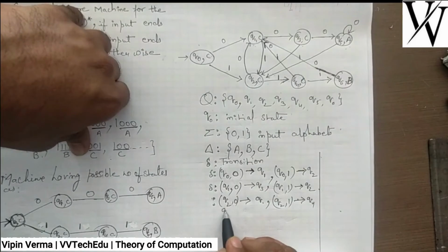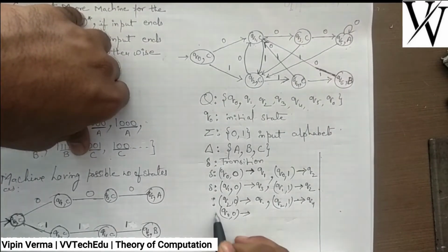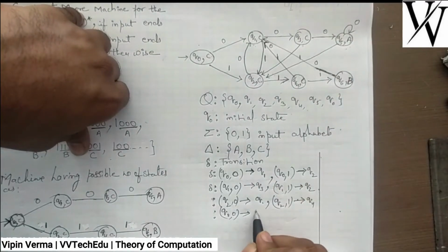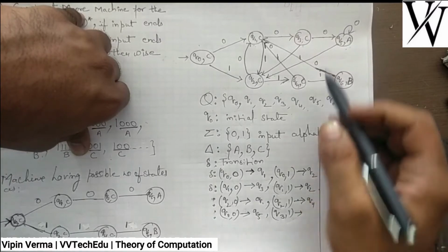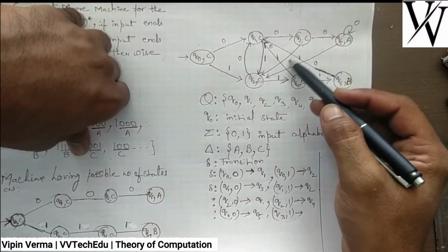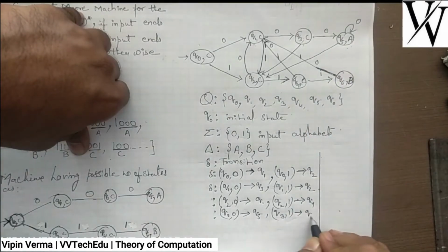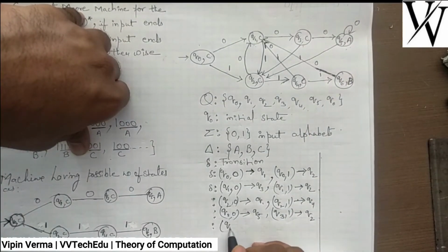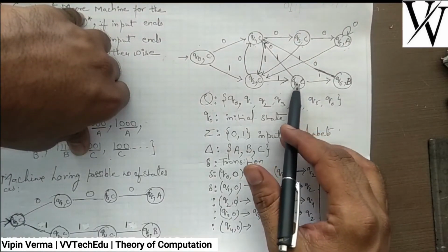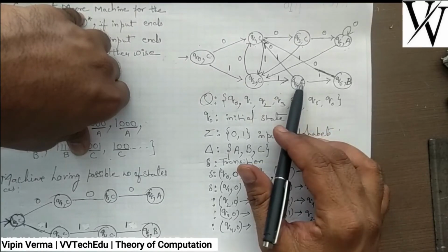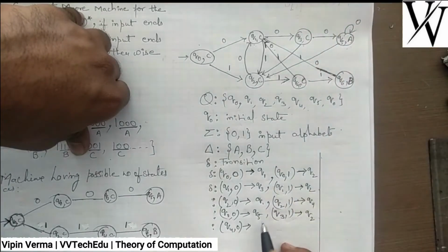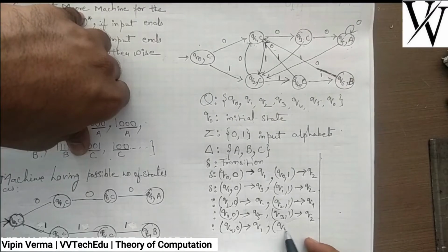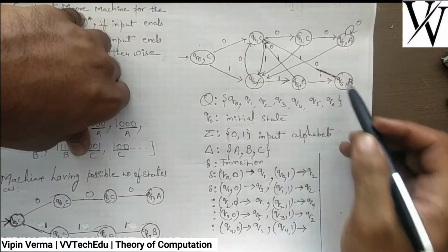Okay, now Q3 with 0, transition goes to Q5, and Q3 with 1, transition moves to Q2. Now Q4 with 0, Q4 पर मैंने 0 का ट्रांजिशन डिफाइन नहीं किया है. Yes, there it is. So for 0 we have Q1. Now at Q4 with 1, it is Q6.